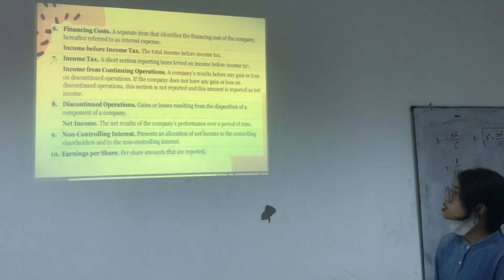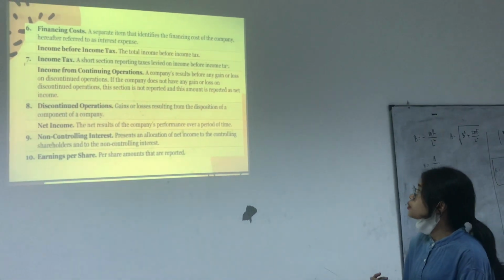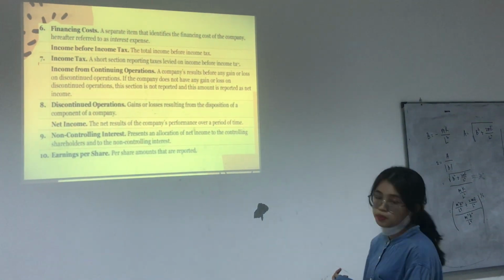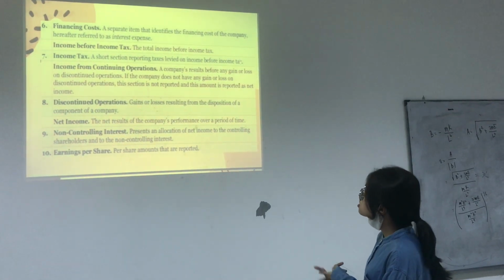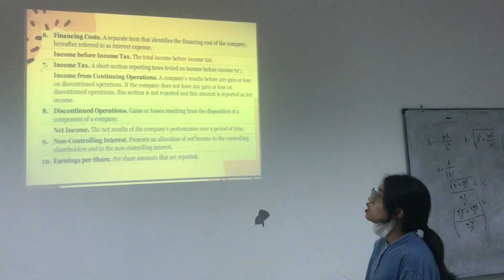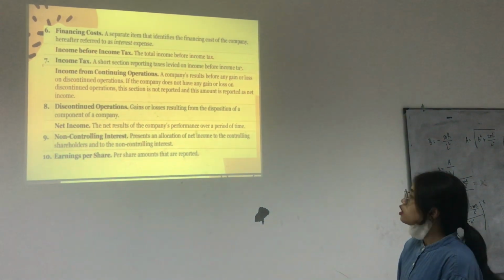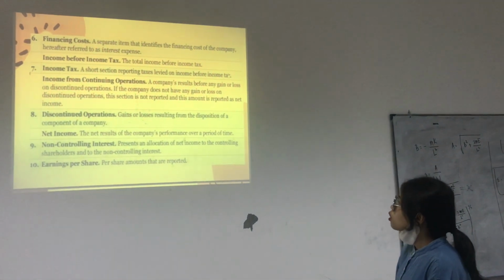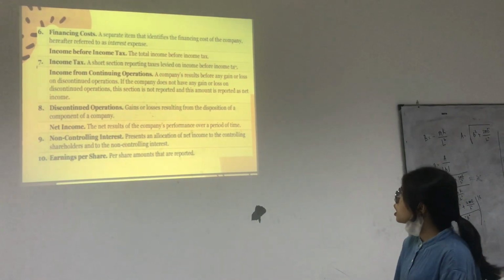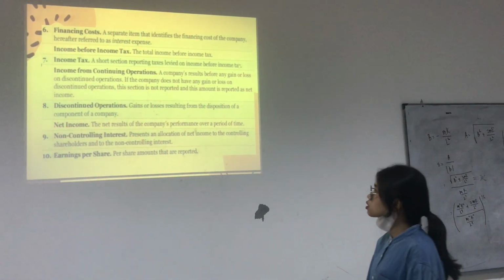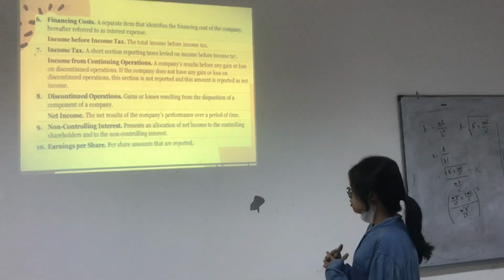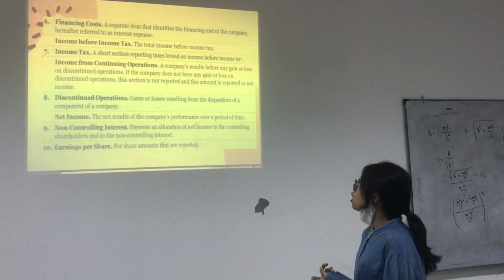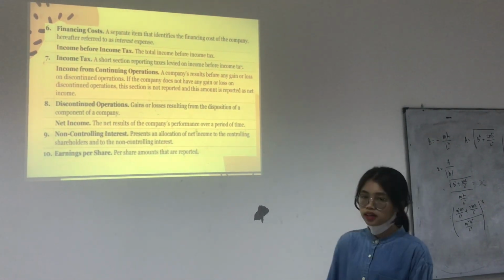Next, 6, financing cost is a separate item that identifies the financing cost of the company, hereafter referred to as interest expense. So income before income tax is the total income before income tax. 7, income tax is a short section reporting tax levied on income before income tax. Income from continuing operations is a company's result before any gains or loss on discontinued operations. If the company doesn't have any gain or loss on discontinued operations, this section is not reported, and this amount is reported as net income.